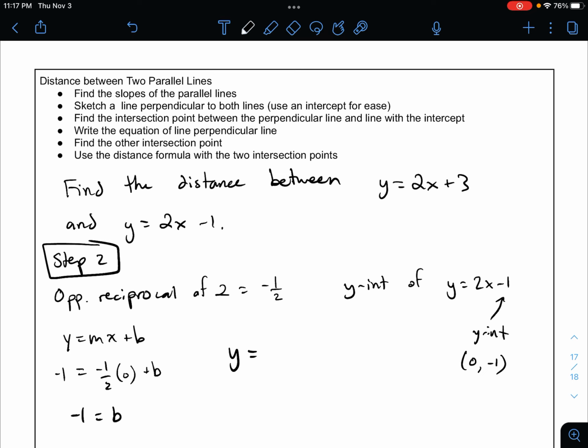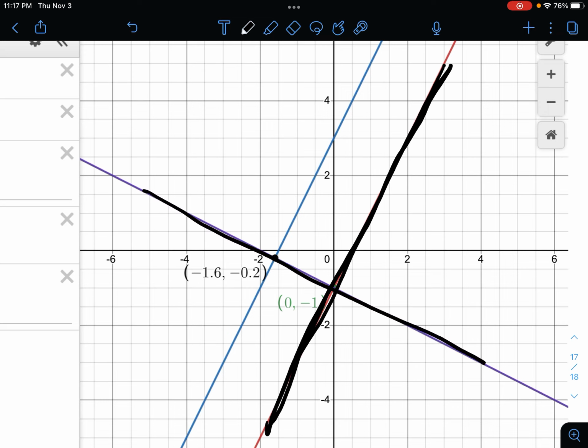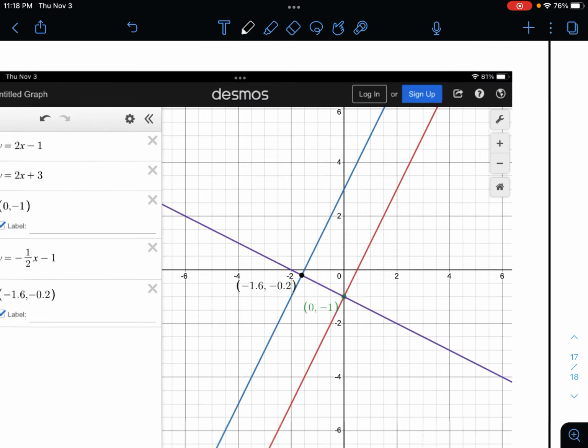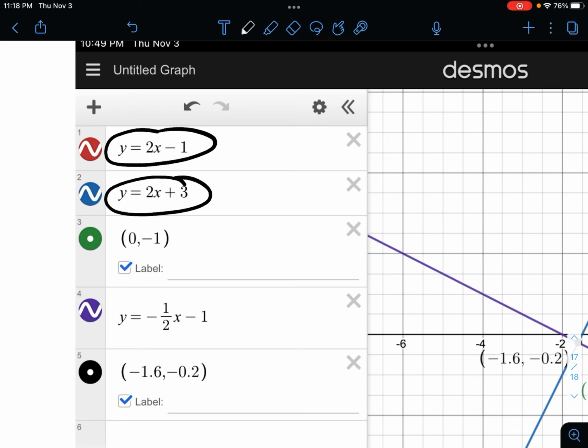And so we end up with an equation, y equals negative 1/2 x minus 1. This is the perpendicular slope, and this is the y-intercept of both lines now. You can see the red line was my y equals 2x minus 1. And we did perpendicular, so slope of negative 1/2, and it also has a y-intercept of negative 1 right there. So you can see that the red and the purple are exactly what we have so far. There's the red, this is my other equation in the blue, and this is the new equation that we just made in the purple.